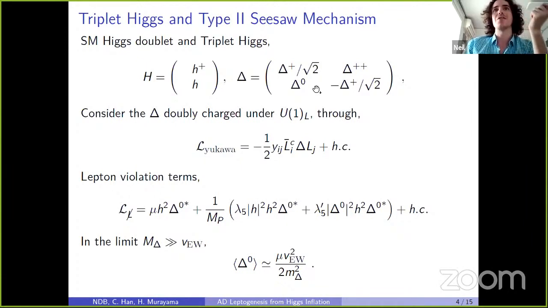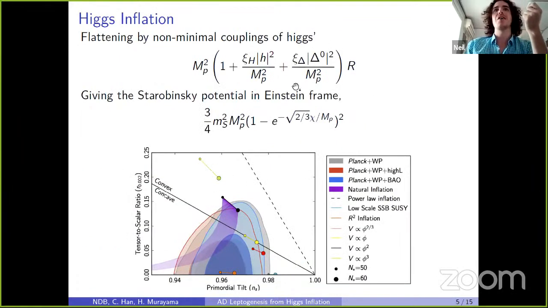And with the presence of these two scalars, we could also potentially use them in the context of Higgs inflation to set up this inflationary setting. So typically in the Higgs inflation scenario, you consider the standard model Higgs with some non-minimal coupling to gravity. Through this non-minimal coupling, you get a flattening of the potential at large field values, which allows the setup of a Starobinsky-like potential, which is given here, which you can see that as chi becomes very large, this just becomes flat.